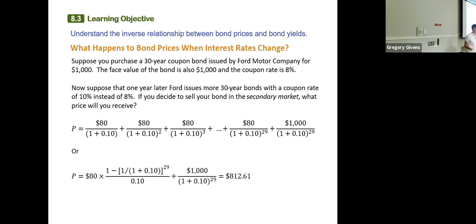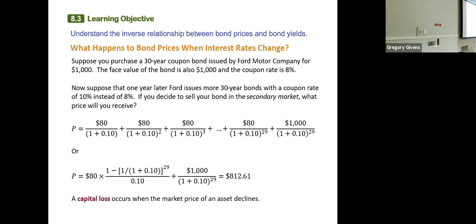Okay? Now, if we add that stuff up, or alternatively, if you use our handy formula that we talked about in the last class, the coupon payment $80 times 1 minus 1 over 1 plus the interest rate, raised to the 29th power, over the interest rate, plus the present value of the face value of the bond, you're going to find that it's $812.61. The present value concept then tells us exactly the maximum that an investor would be willing to pay for Lauren's bond now in a secondary market.